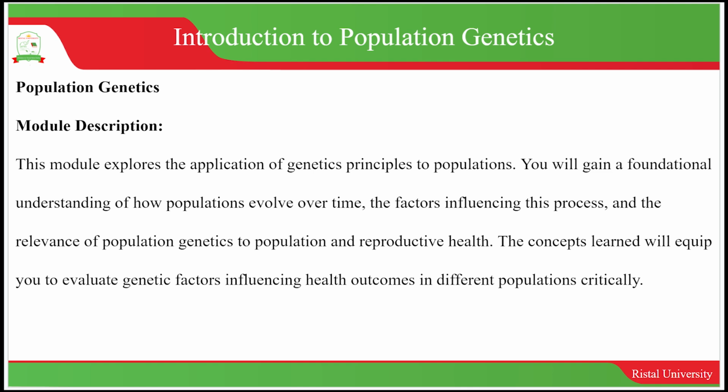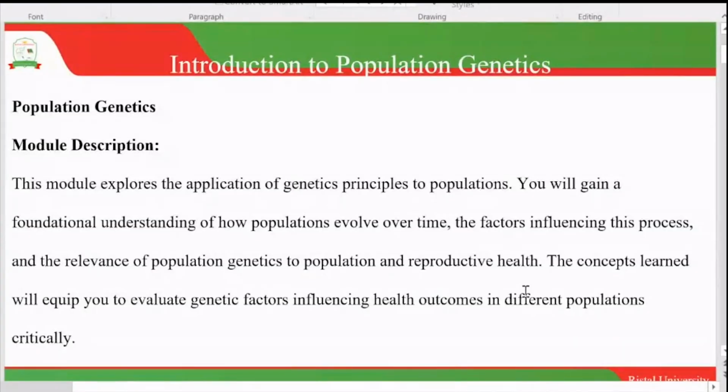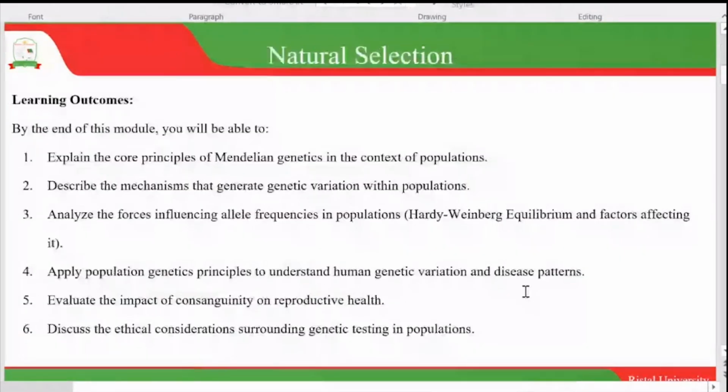You'll be able to understand the concepts that are here, especially in population genetics, that will equip you to evaluate genetic factors that influence health outcomes in different populations critically. And our learning objectives are that by the end of this particular module, you should be able to explain the core principles of the Mendelian genetics in the context of populations, but also you should be able to describe the mechanisms that generate genetic variations within the populations.